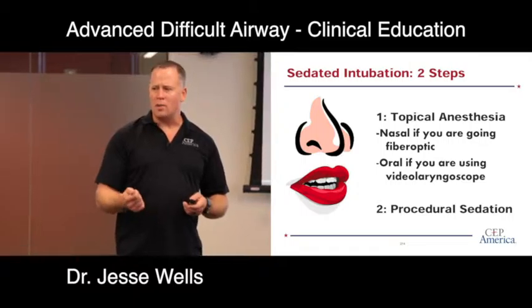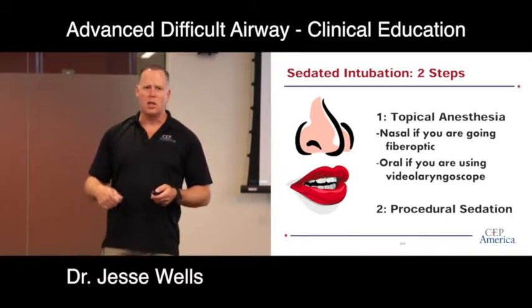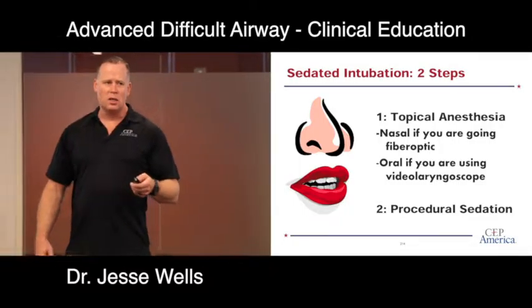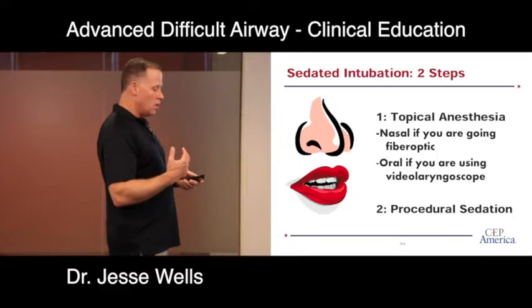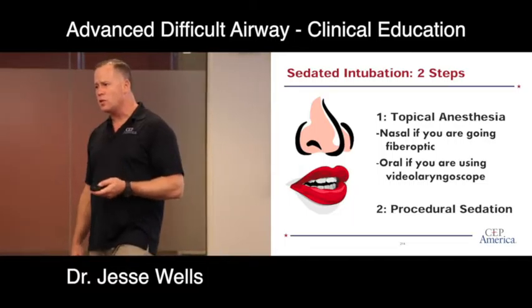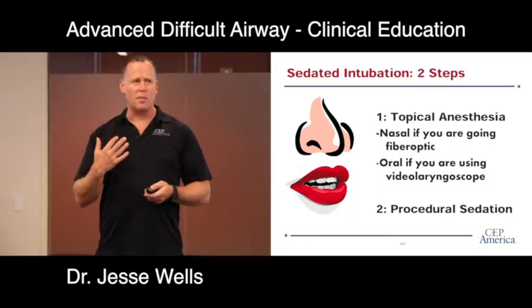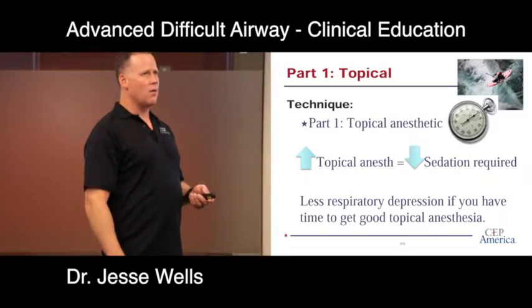So there's two requirements when you do a sedated intubation. One is topical anesthesia, the other is sedation, okay? So topical anesthesia, so maybe we're going to go fiber optic because it's angioedema or Ludwig's. If we're going to use a video laryngoscope or direct laryngoscope, basically the posterior oropharynx is going to be our target. The next part is procedural sedation, which we're already comfortable with.